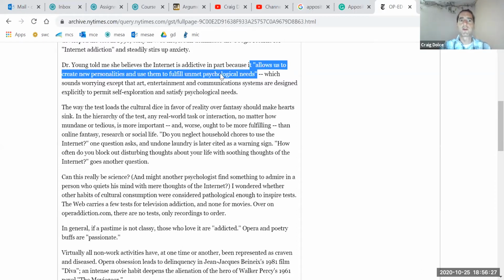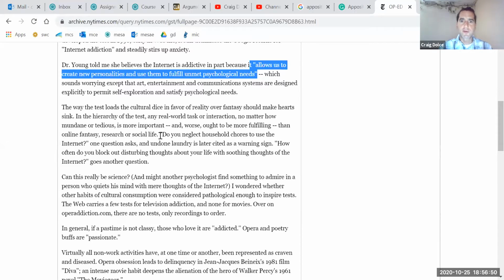Are there other things that allow us to create new personalities, and do we use them to fulfill unmet psychological needs? Again, video games are another example of a behavior that a lot of people think of as negative, but could it be positive? And we had that essay earlier, could video games be good for kids? So could they have a positive effect?